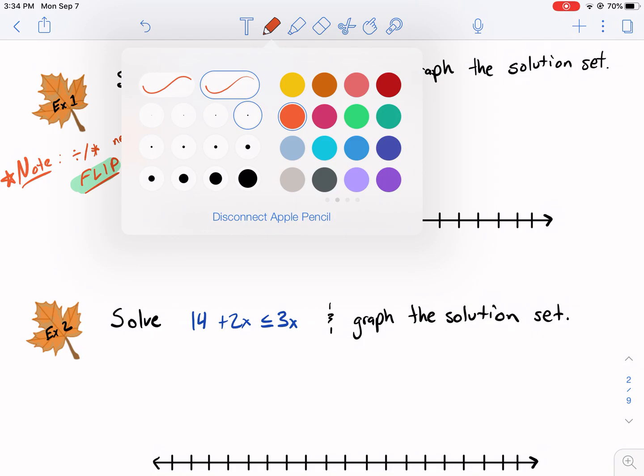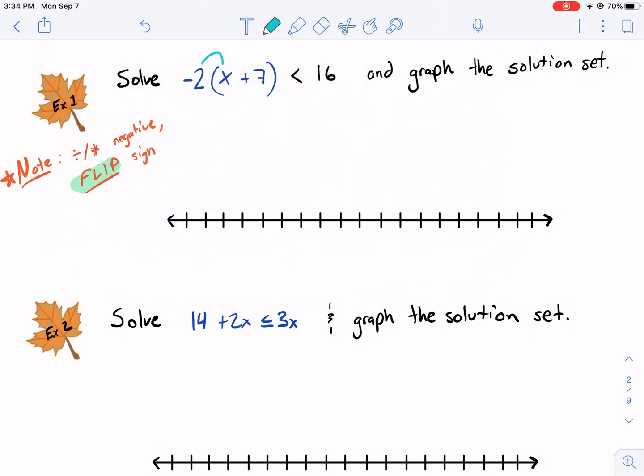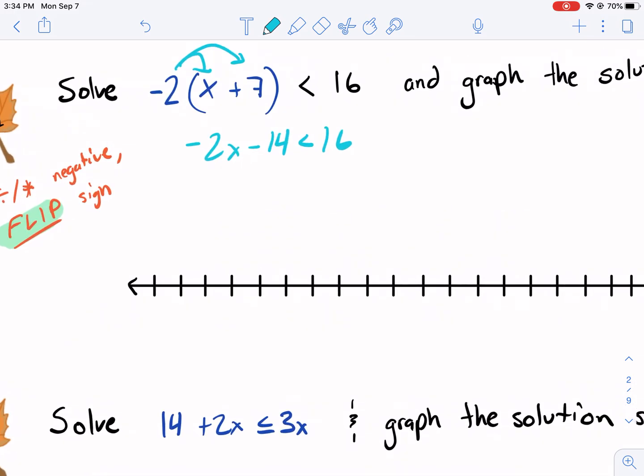So the first thing we're going to do here is solve this just like we would a normal equation with an equal sign, but this is an inequality, so we're going to treat it slightly different. So we have -2x minus 14 is less than 16 because we distribute the -2, and now we have a two-step equation trying to get x by itself. So I'm going to add 14 to both sides.